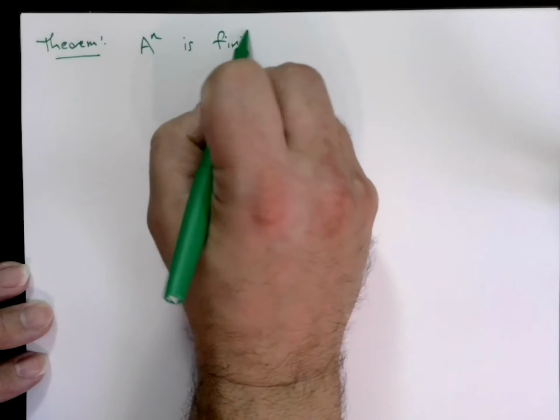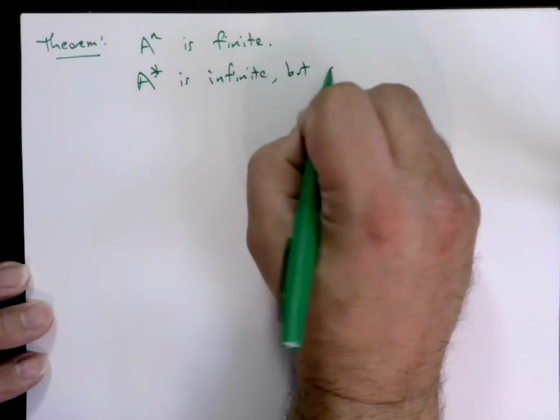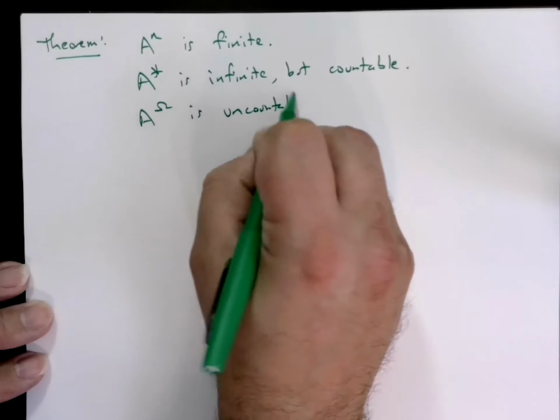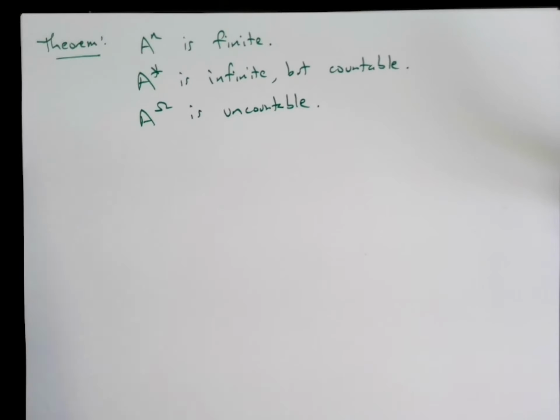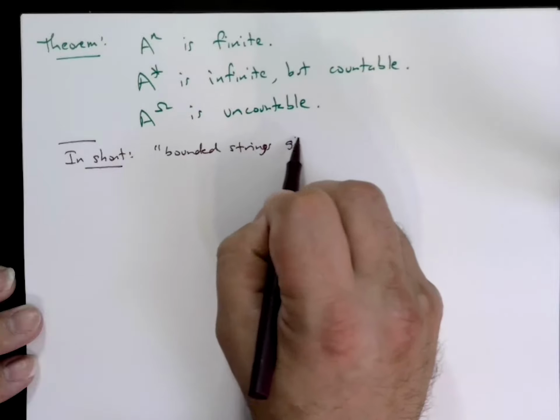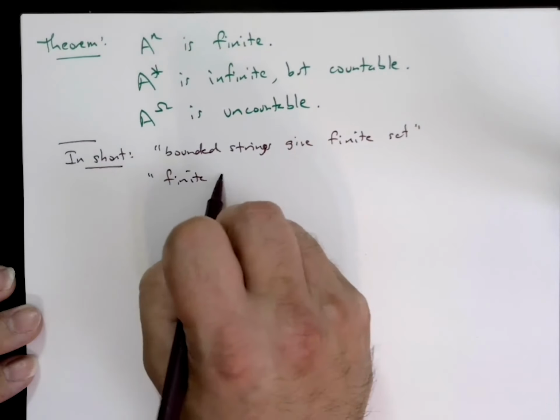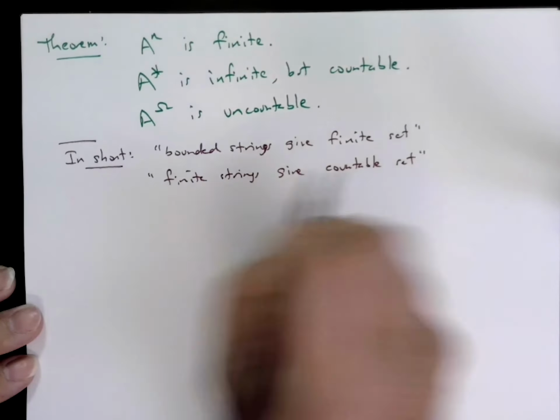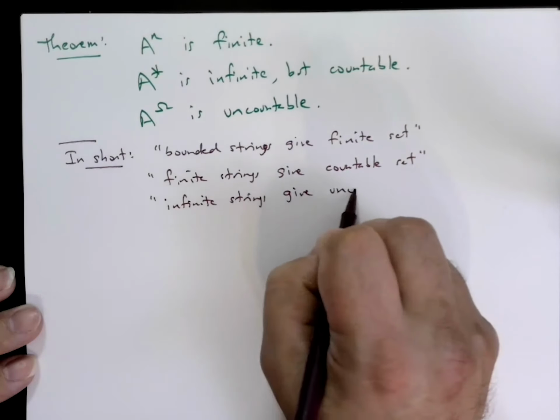And here's the theorem that we're going to prove. We're going to prove that A to the n is finite. We're going to prove that A star is infinite but countable. And we're going to prove that A omega is uncountable. Said colloquially, we might say bounded strings give a finite set, finite strings give a countable set, and infinite strings give an uncountable set. All right, now let's prove this.